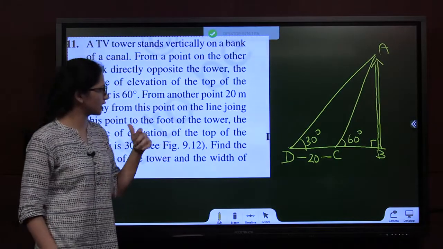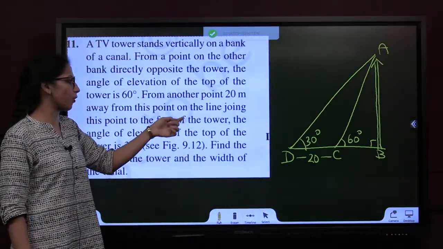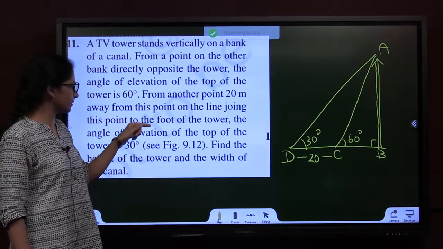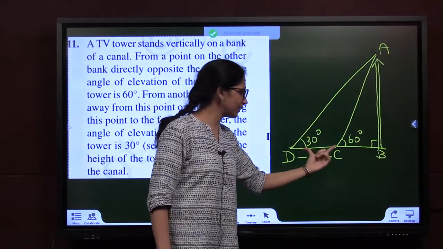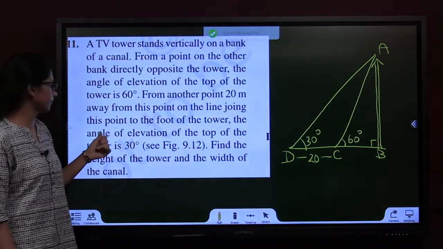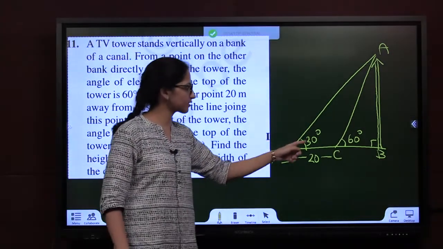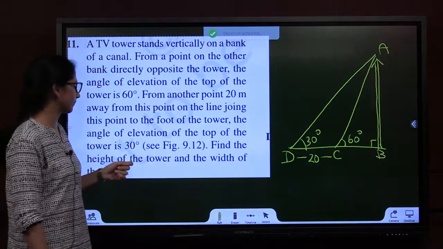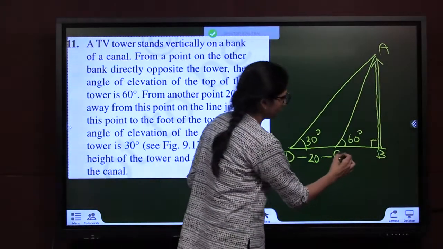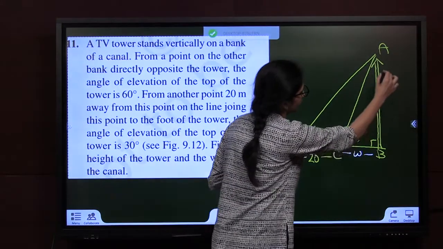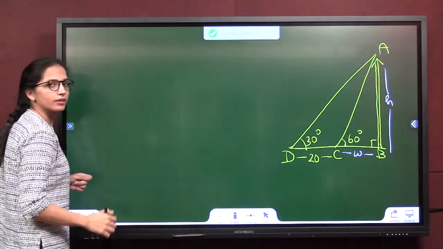Figures given in the question, you have to just understand it. From another point 20 meters away from this point, on the line joining this point to the foot of the tower, so on this very same line, 20 meters away, what is happening? The angle of elevation of the top of the tower is 30 degree. So the angle of elevation now is 30 degree. Find the height of the tower and the width of the canal. Let's call the width of the canal as W and the height of the tower as H. You have to find H and W. Let's begin.